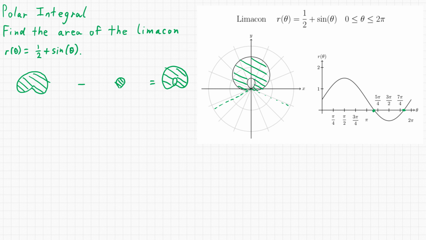Well, that's when r is 0, right? So then if r of theta is 1/2 plus sine theta, then 0 equals 1/2 plus sine of theta is going to be the values of theta when that occurs. And that's the same as solving for negative 1/2 equals sine of theta. All right, now I had to look this one up. So this one ends up being 7 pi over 6. And this one here ends up being 11 pi over 6.